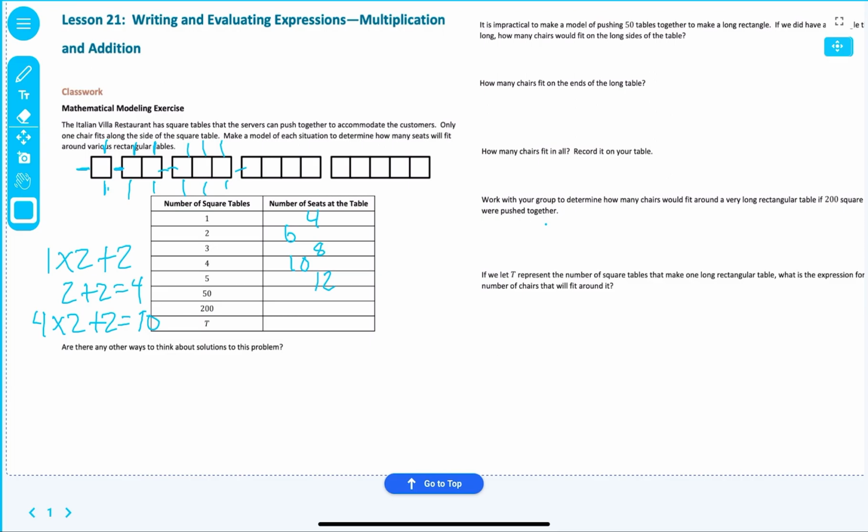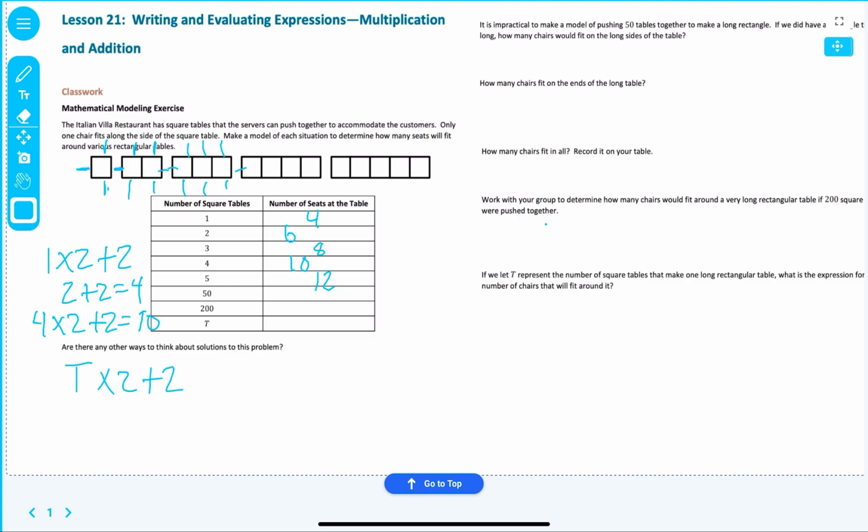So if that's our formula, it would be tables times 2 plus 2. Now, let's think about that logically. That's saying that if we have one table, we've got the one on each side and one on each end, right? Well, when we push them together, we still have one on each side, and then we have one at the end of each table. So we're still adding the 2 to it.